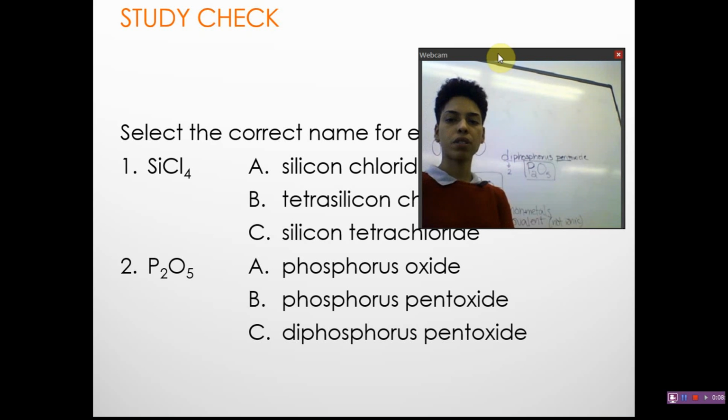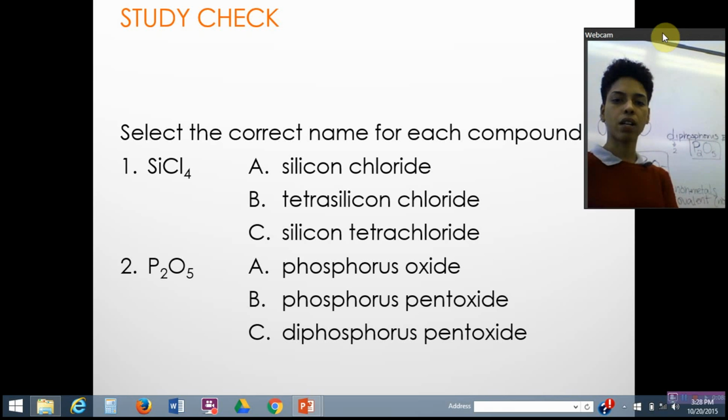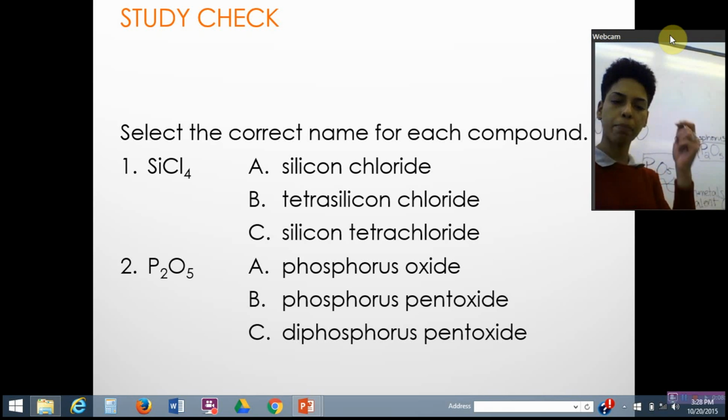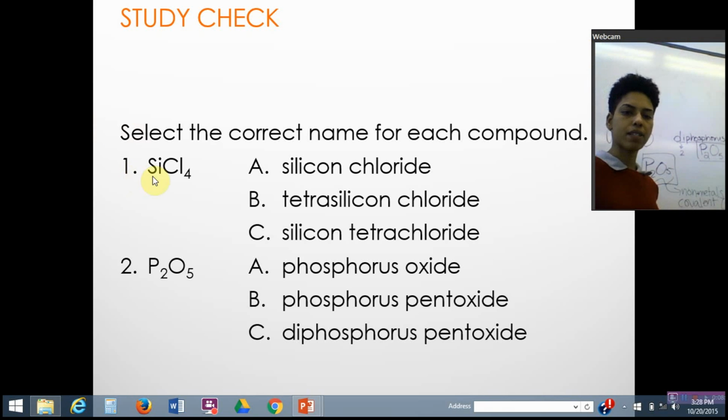So let's do study checks and select the correct name for each compound. Well, here we've got silicon and we've got chlorine. We've got one silicon and 4 chlorines. So it can't be a silicon chloride because we've got 4 chloride or chlorine atoms. Can't be tetrasilicon chloride because we don't have 4 silicon. The answer is C.